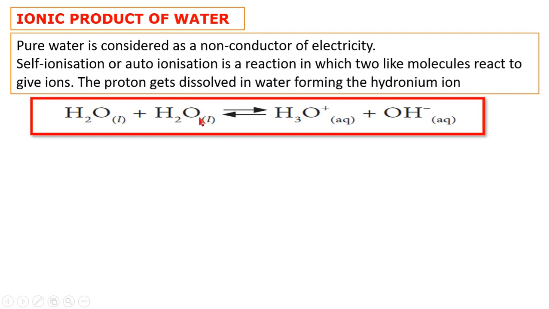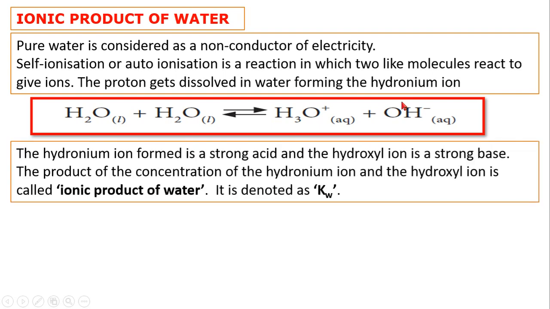H+ is called a proton. This proton dissolves in the water molecules to form H3O+, and this H3O+ is called the hydronium ion, plus OH-, which is called the hydroxyl ion. So the proton that gets dissolved in water forms the hydronium ion, H3O+, plus the OH- ion. The hydronium ion formed is a strong acid, and the hydroxyl ion is a strong base. So what is called the ionic product of water?